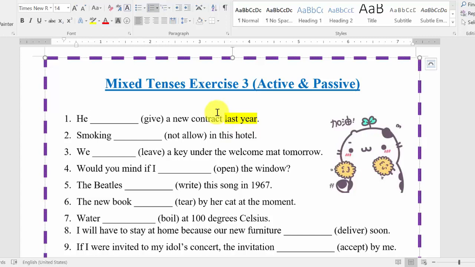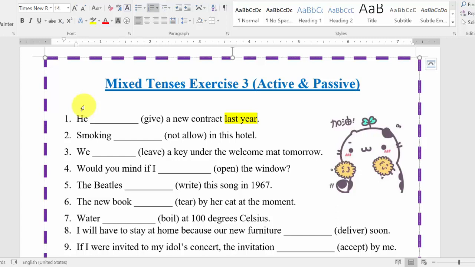Okay, the next thing that you need to see is whether this is an active sentence or a passive sentence. So, he give a new contract last year. In this sentence, he is a person. A person can give a contract. It sounds like nothing is wrong, so it should be an active sentence. But then, if we use the word give in active voice, how would you use it? You will use it like this, right? He gave the present to me.